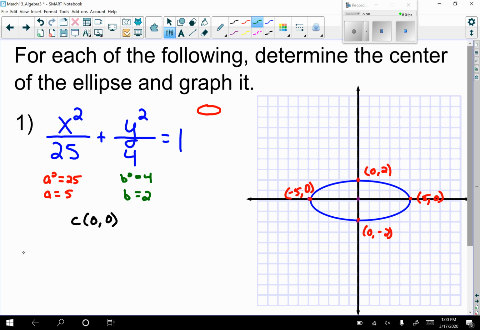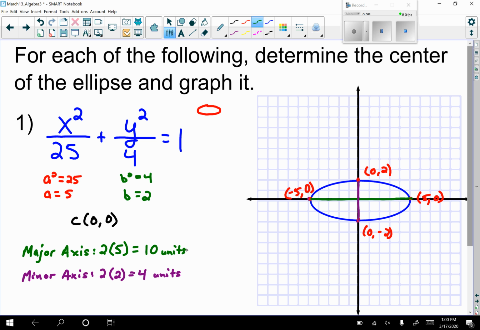Just to write off to the side, the length of the major axis, if it's 5 to the right from the center, 5 to the left, it's going to be 2 times a, which is 2 times 5. So the entire length of my major axis is 10 units from vertex to vertex. The length of my minor axis is from center to the top here is 2, center to the bottom here is 2, so it's 2 times 2, so I have an entire length of 4. So we'll write in 10 units and 4 units.